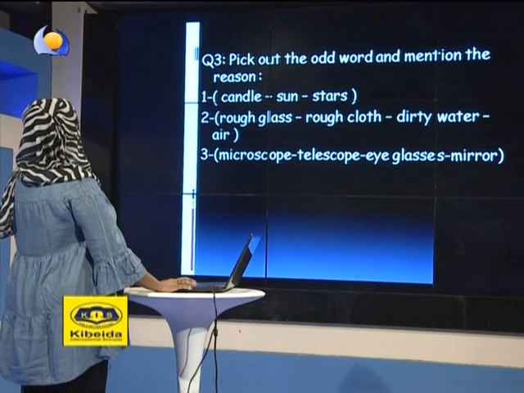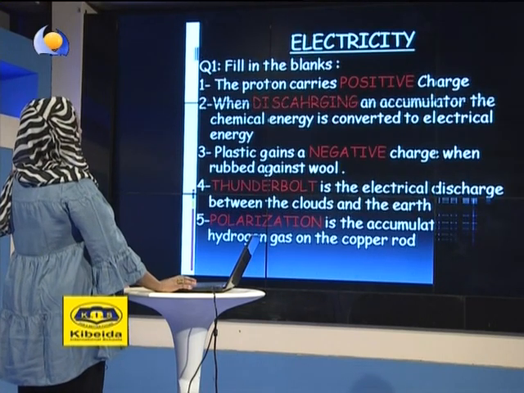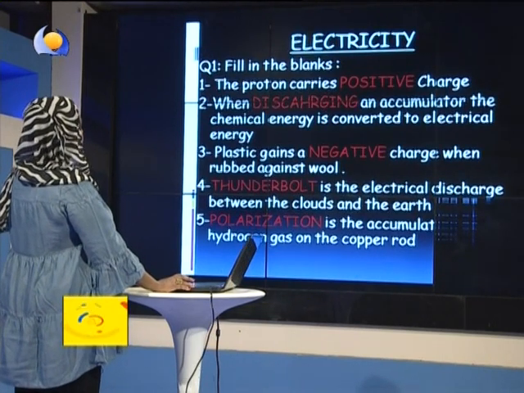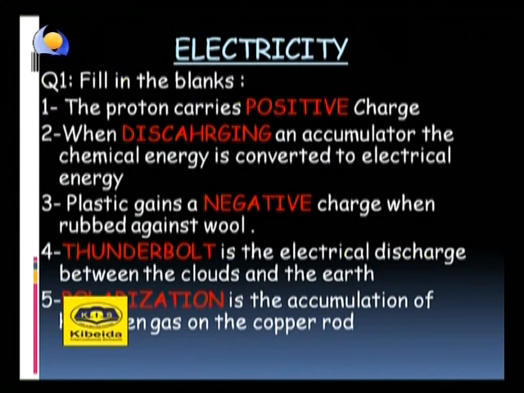This is about light. Then unit three, which is electricity. Question one, fill in the blanks. Number one, the proton carries positive charge. You have to know there are three types of particles. Proton: proton carries positive charge, and proton is found inside the nucleus.